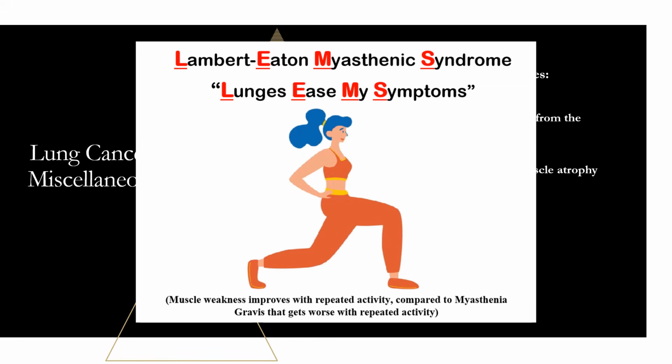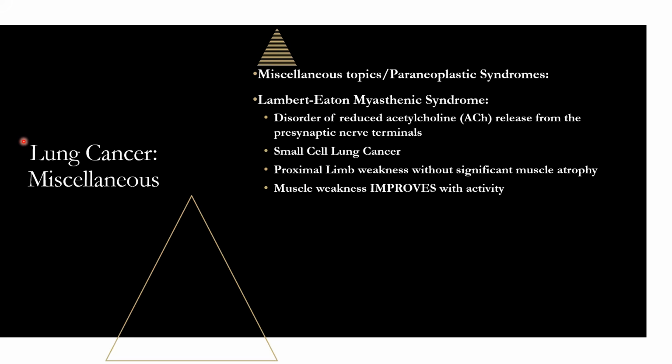The way that I used to remember that was Lambert-Eaton myasthenic syndrome stands for lunges ease my symptoms. So you do lunges, any kind of exercise, the muscle weakness is going to improve with repeated activity. Remember, that's different than myasthenia gravis. So lunges ease my symptoms, Lambert-Eaton myasthenic syndrome, LEMS, lunges ease my symptoms, make the muscle weakness better.